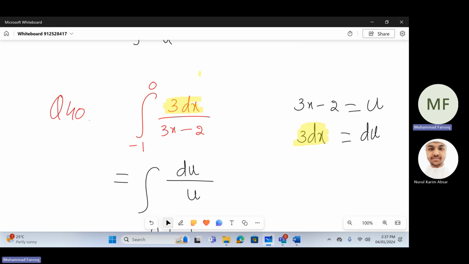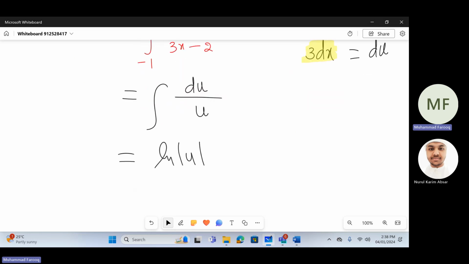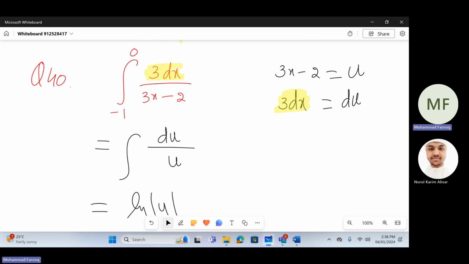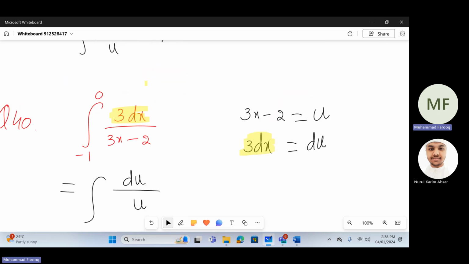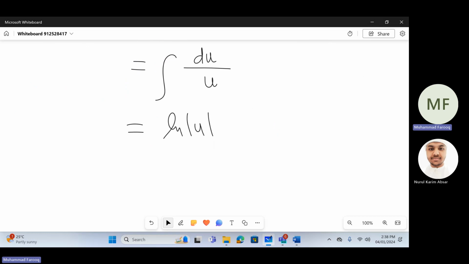So look at here, please. When we substitute, we got this one, and this is du by u. It is basically ln u. We just finished. du by u integrates to ln u, right? Now, what is the u value? What is u? Check here. 3x minus 2. So put back u here. So it is ln, absolute value of 3x minus 2.